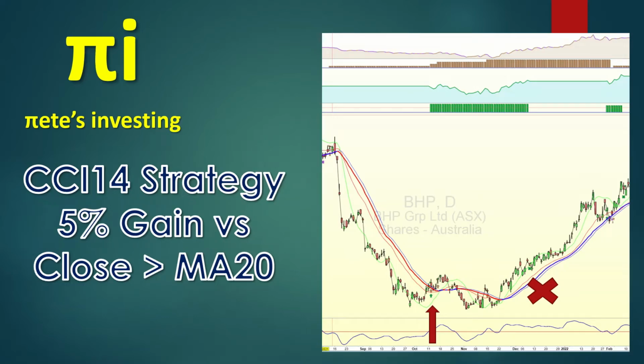Today we're trading the CCI14 strategy with average down, comparing the 5% gain and 5% decline versus a strategy of closing price crossing over the simple moving average 20 with a 5% gain to exit. And we compare and see which strategy is more efficient to trade.